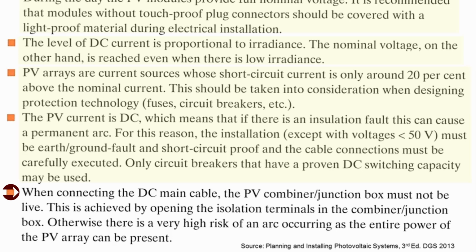When you connect the DC main cable, I'll come to this later, you see such a configuration. The PV combiner box must not be live, so you can switch it off. You have just usually a box there. Otherwise, there is a very high risk of an arc occurring, as the entire power of the PV array can be present.